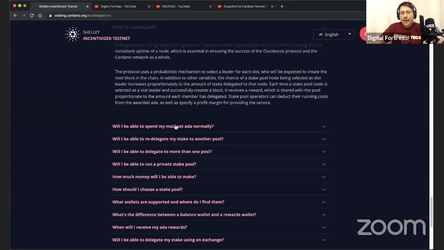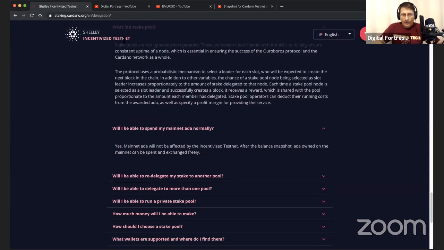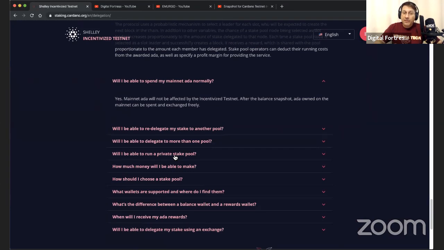will I be able to spend my mainnet ADA normally? Yes, mainnet ADA will not be affected by the incentivized testnet. After the balance snapshot, ADA owned on the mainnet can be spent and exchanged freely.